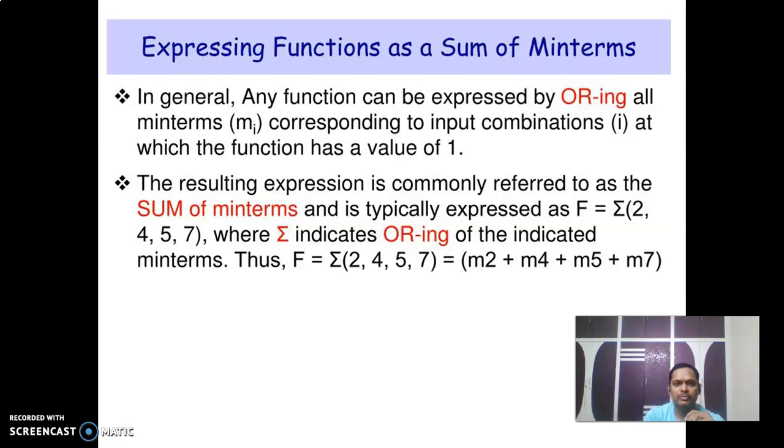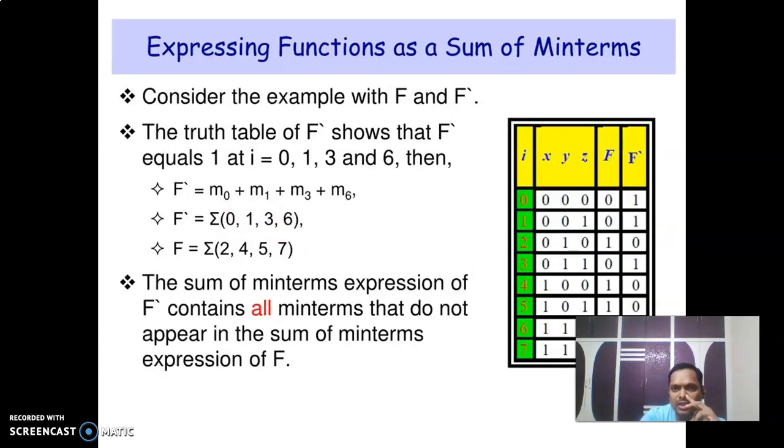Expressing the function as the sum of min terms. In general, any function can be expressed by ORing all min terms corresponding to the input combinations at which the function has the value 1. The resulting expression is commonly referred to as the sum of min terms and is typically expressed as F equal to sigma 2, 4, 5, 7, where sigma indicates the ORing of the min terms. This is F equal to sigma 2, 4, 5, 7, representing m2 plus m4 plus m5 plus m7. This is the representation of the min terms. It is also called the sum of products.